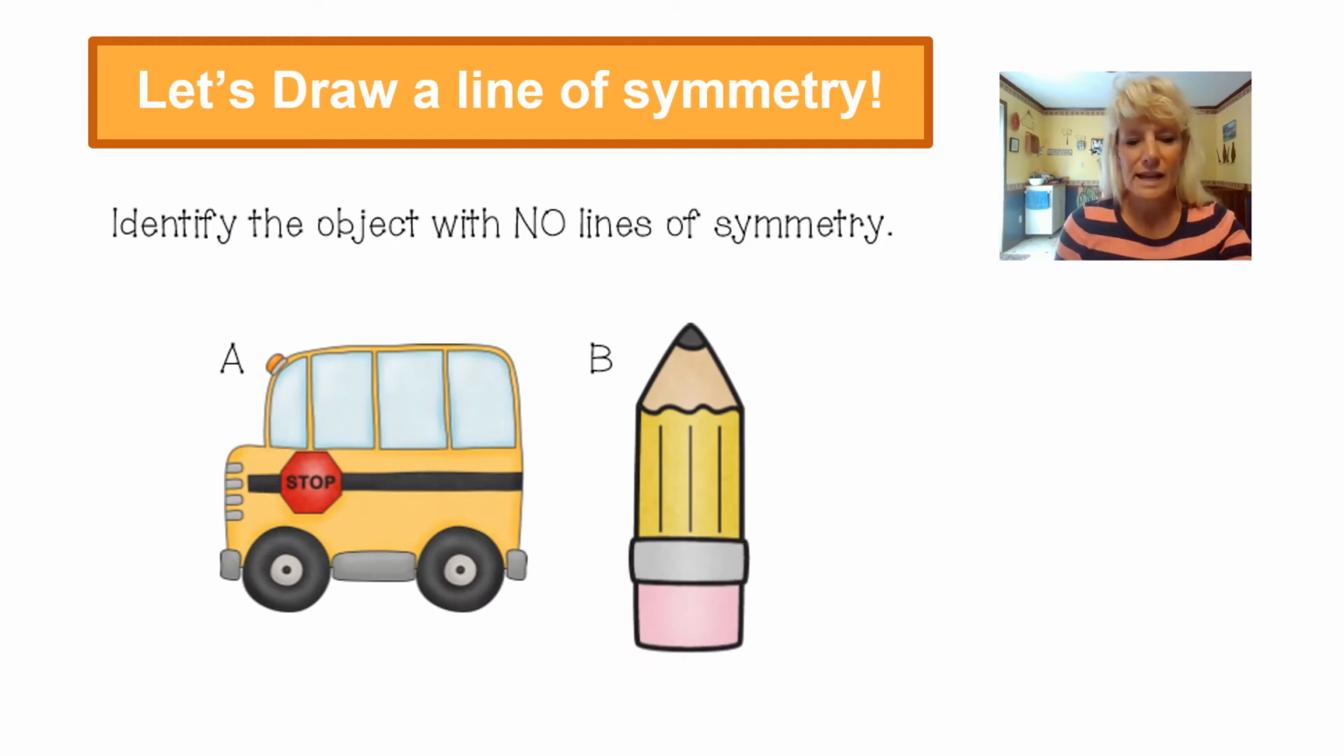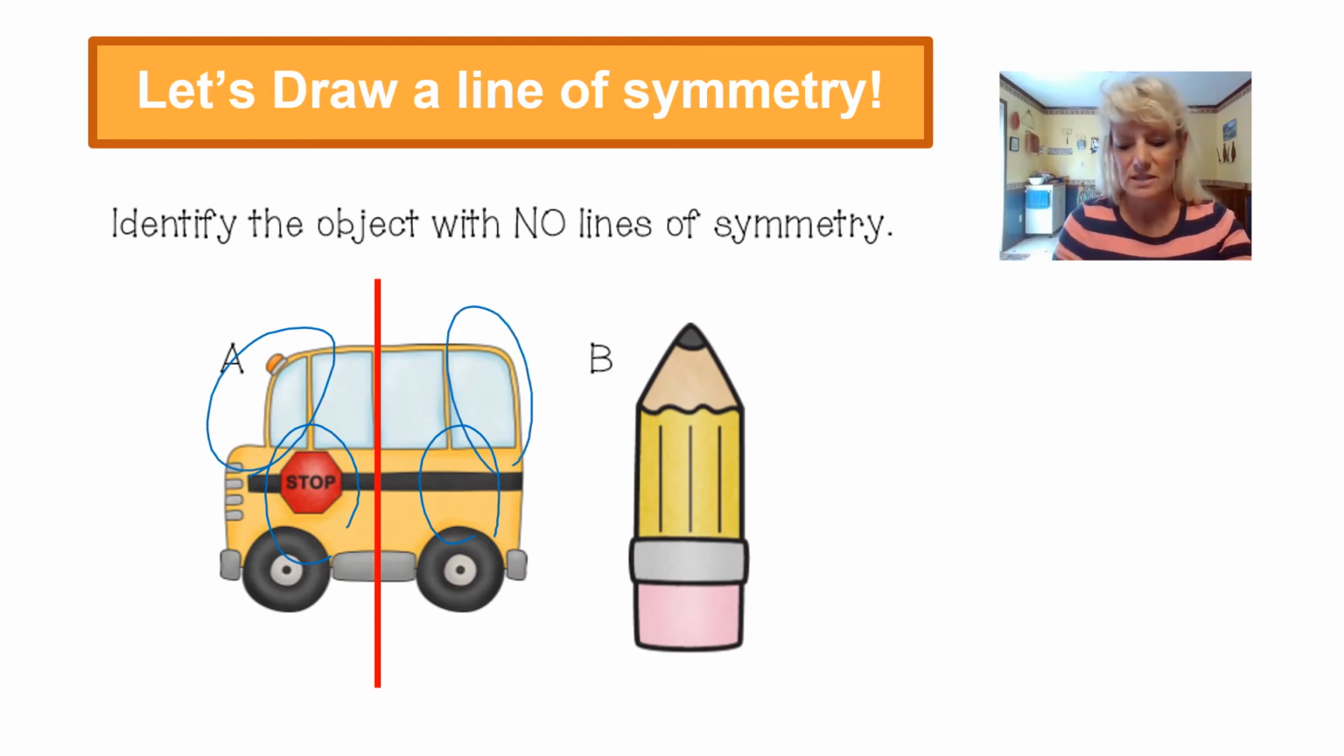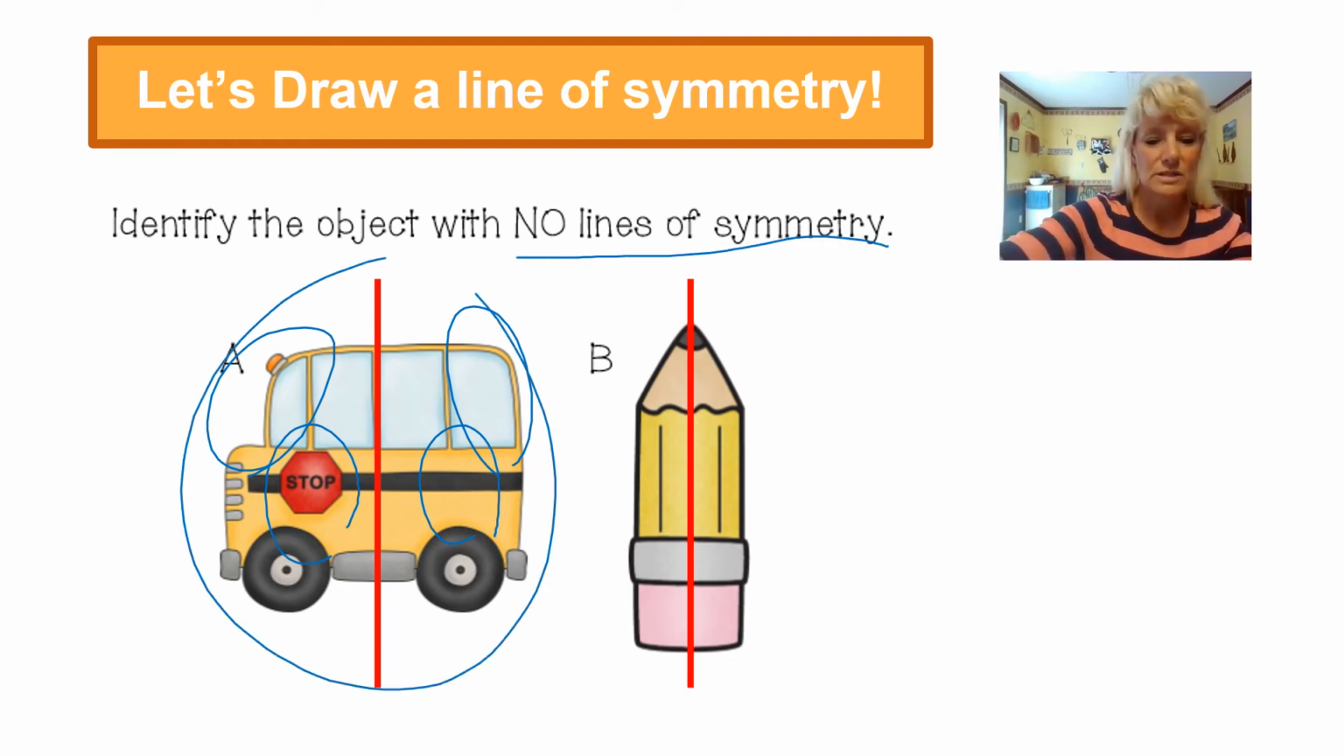All right, which one has no line of symmetry? You make your best guess and then I'll show you. Okay, I'm going to go ahead and try to divide A. I can see right away that there's a stop sign here. There's no stop sign on this side. The way that this begins and the way that this ends is different. All right, but B, I have both sides the same. So the one with no line of symmetry is going to be A.